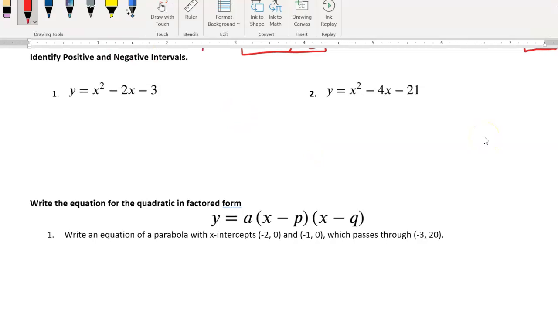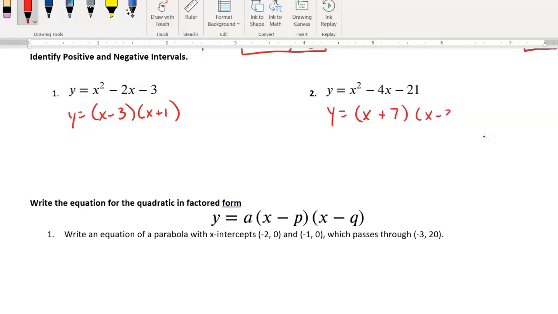So the first one, hopefully you recognized that the two values that multiply together to be negative 3 and add together to be negative 2 would be negative 3 and positive 1. And the other one, what two numbers multiply together to be negative 21 and add together to be negative 4, would be a positive 7 and a negative 3. Now, it does not matter what order you put those in, so you can put those in any order.